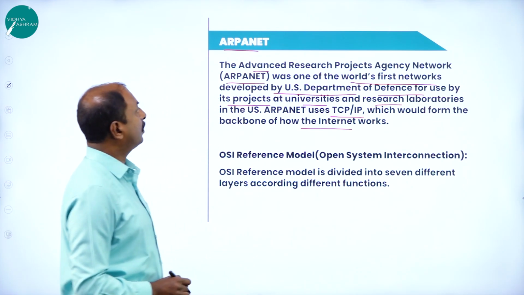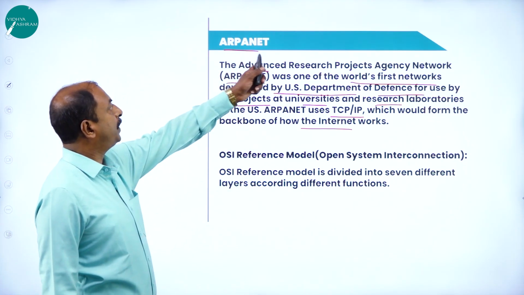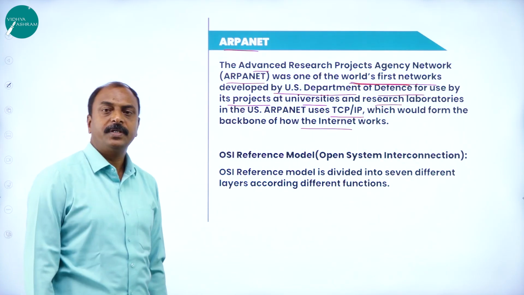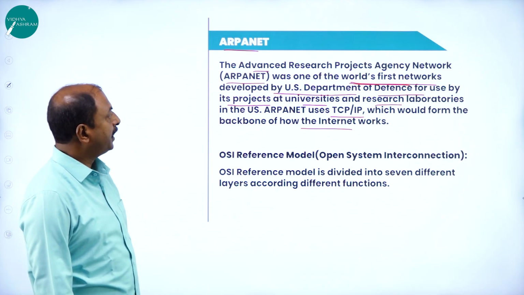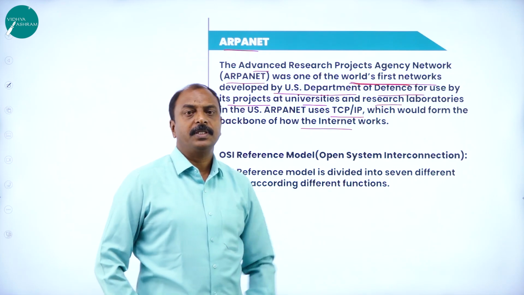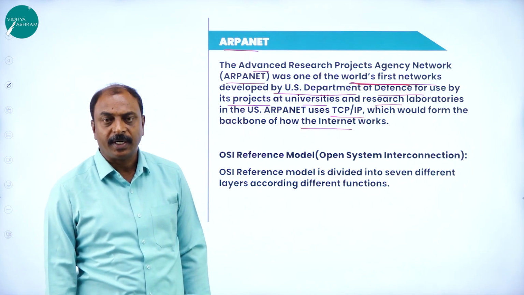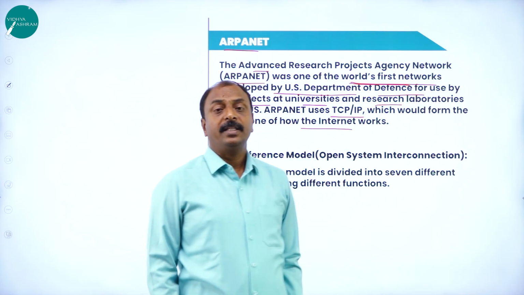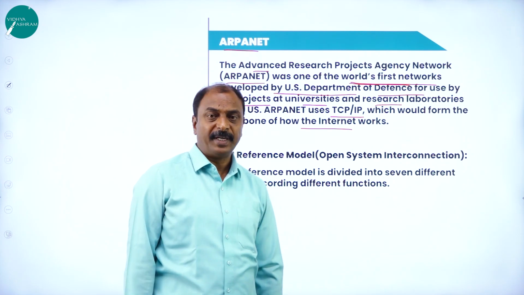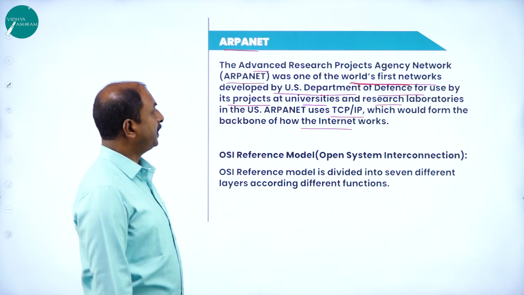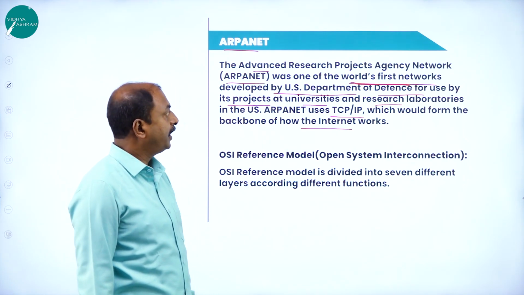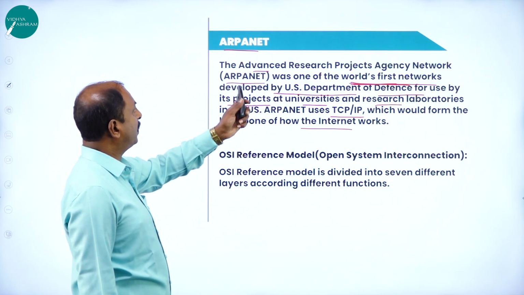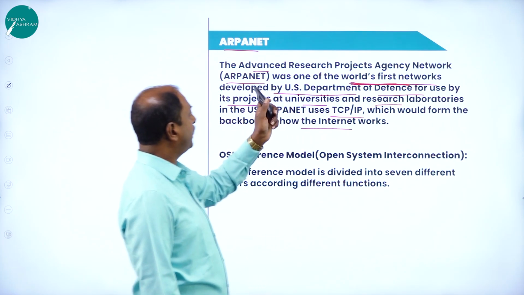So here, if I talk about computer network, ARPANET is the first network in the world. It was developed by the US Defense Department. They started with the Defense Department, then tried to connect different universities in the US and different research laboratories, and they succeeded in connecting different departments. This is how the computer network started. So this is the world's first network. This is ARPANET. It stands for Advanced Research Project Agency Network.